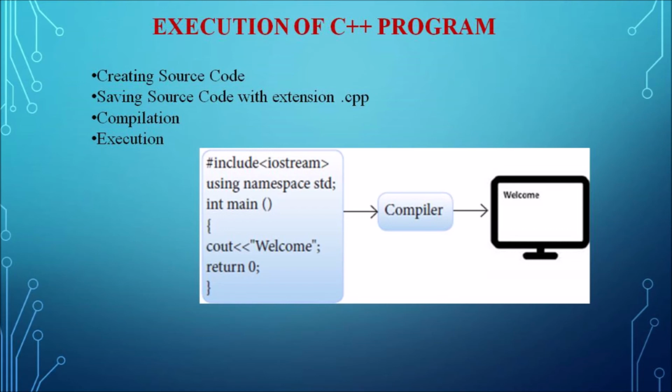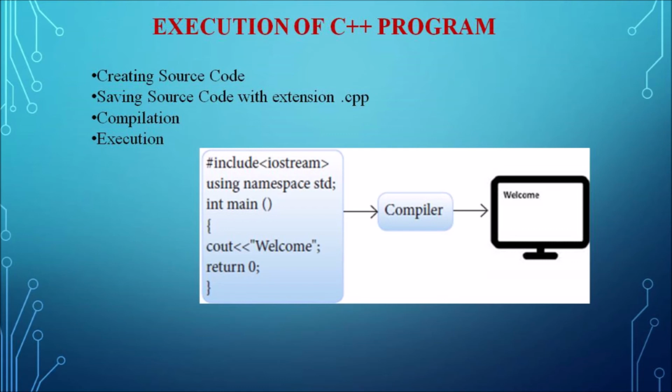In case there are no errors, it translates the source code into a machine readable object file. So the program that is saved with the extension .cpp will be converted into an object file with the extension .obj. So the file will be converted to a machine readable object file, in case there is no error.